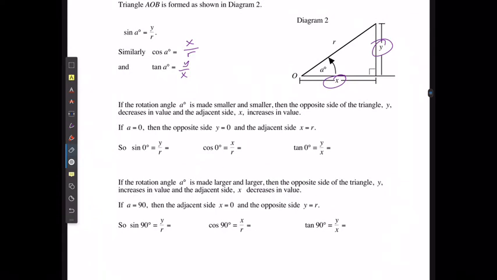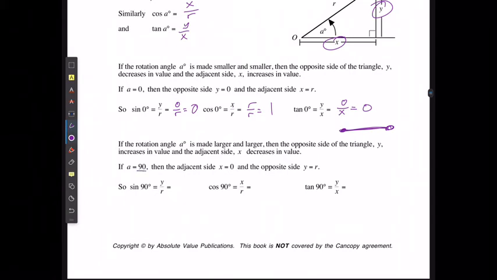If the rotation angle θ degrees is made smaller and smaller, then the opposite side of the triangle y decreases in value and the adjacent is going to increase in value. So if A is equal to 0, then the opposite side would be 0 and the adjacent side would equal r. So if y is equal to 0 divided by r, then sine is just going to be 0. If cos is going to equal x over r, which is r divided by r, that is just going to be 1. So I'm going to have a sine of 0, a cos of 1, and a tan of 0 divided by x would also be 0. So if I had a 0 degree angle or just a perfectly horizontal line, then I'm going to have a sine of 0, a cos of 1, and a tan of 0.